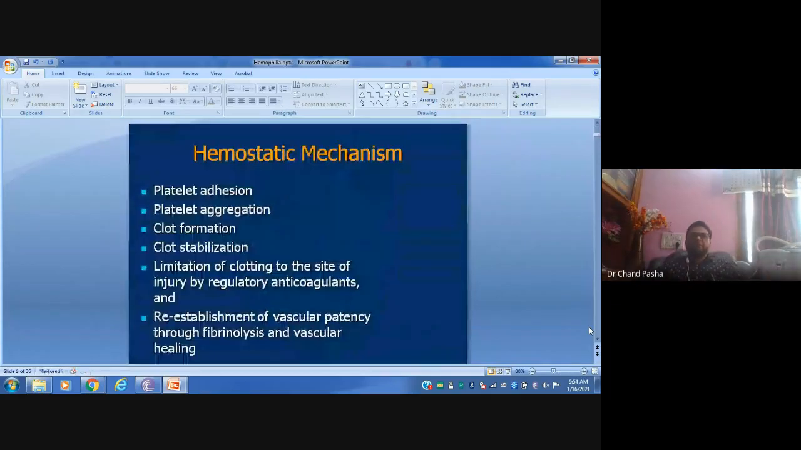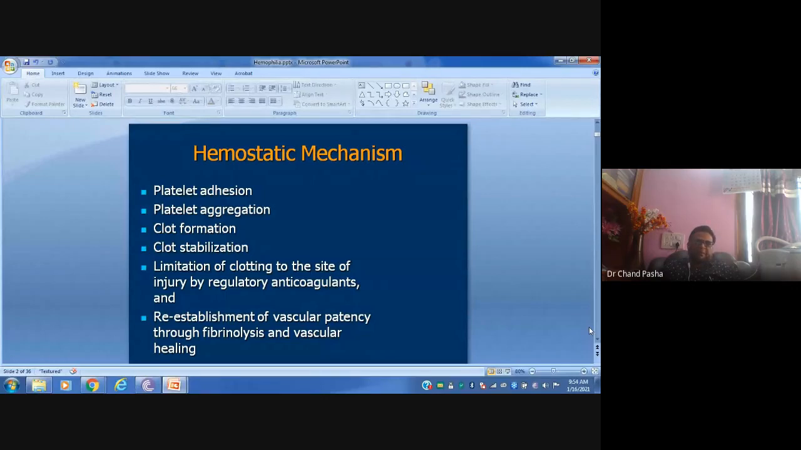So again, the hemostatic mechanism: whenever there is an injury, whenever there is a cut, platelets are attached to one another because the surface charge is lost, and platelet aggregation takes place, then the clot is formed, and the clot is stabilized by subsequent addition of RBCs into it. And so what happens? Limitation of clotting to the site of injury by regulation through anticoagulants. The clot is not made very large, because of the anticoagulants.